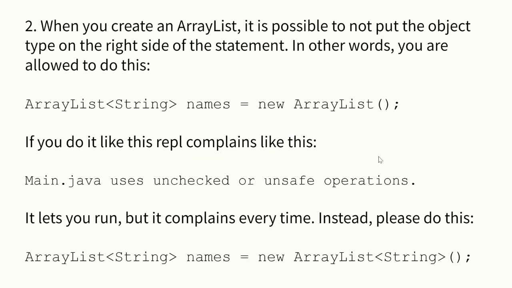Secondly, when you create an array list, it's possible to leave the type off of the right-hand side. See this line? Instead of putting string in both places, you can not put it there. But I'm requiring that you do put it there. So go ahead and see if I'll take points off, because I will. It's because REPL will say you're doing it wrong when you do it. Like just do it right. But it's kind of weird.